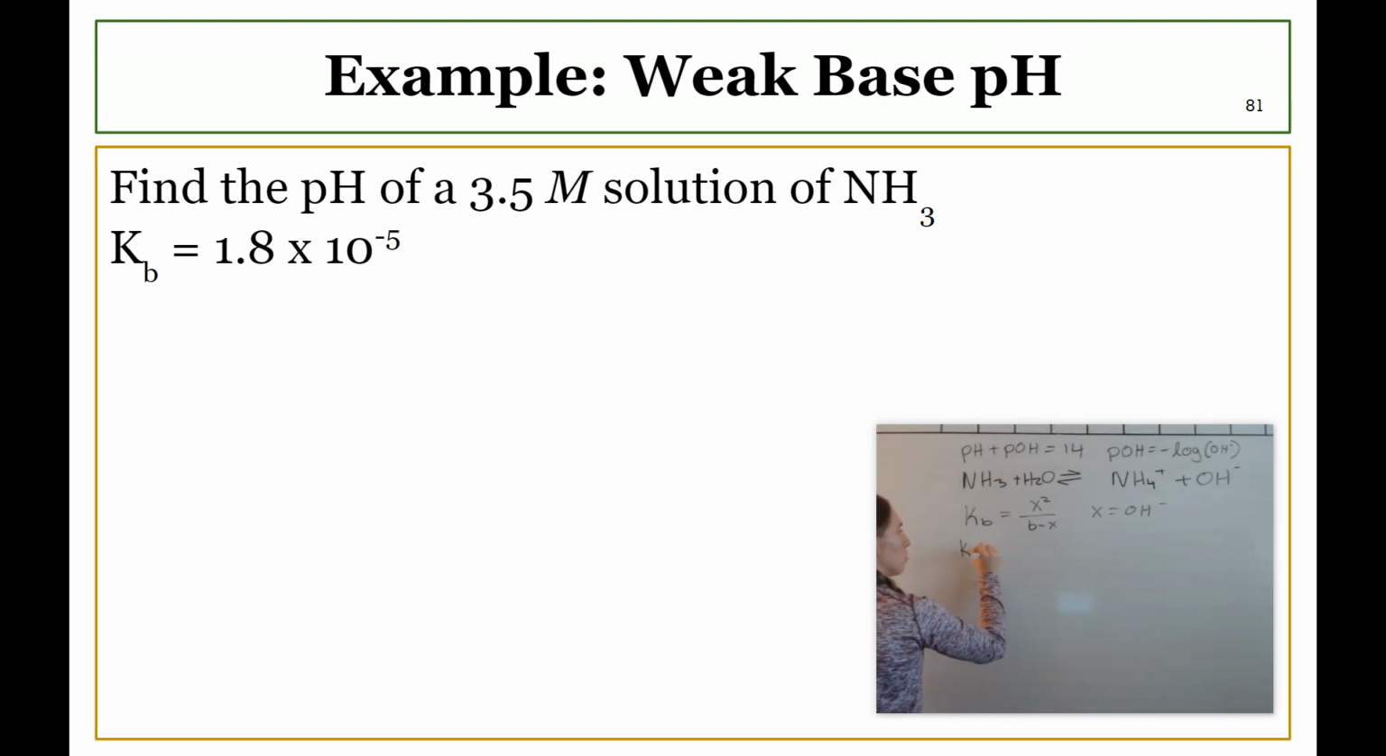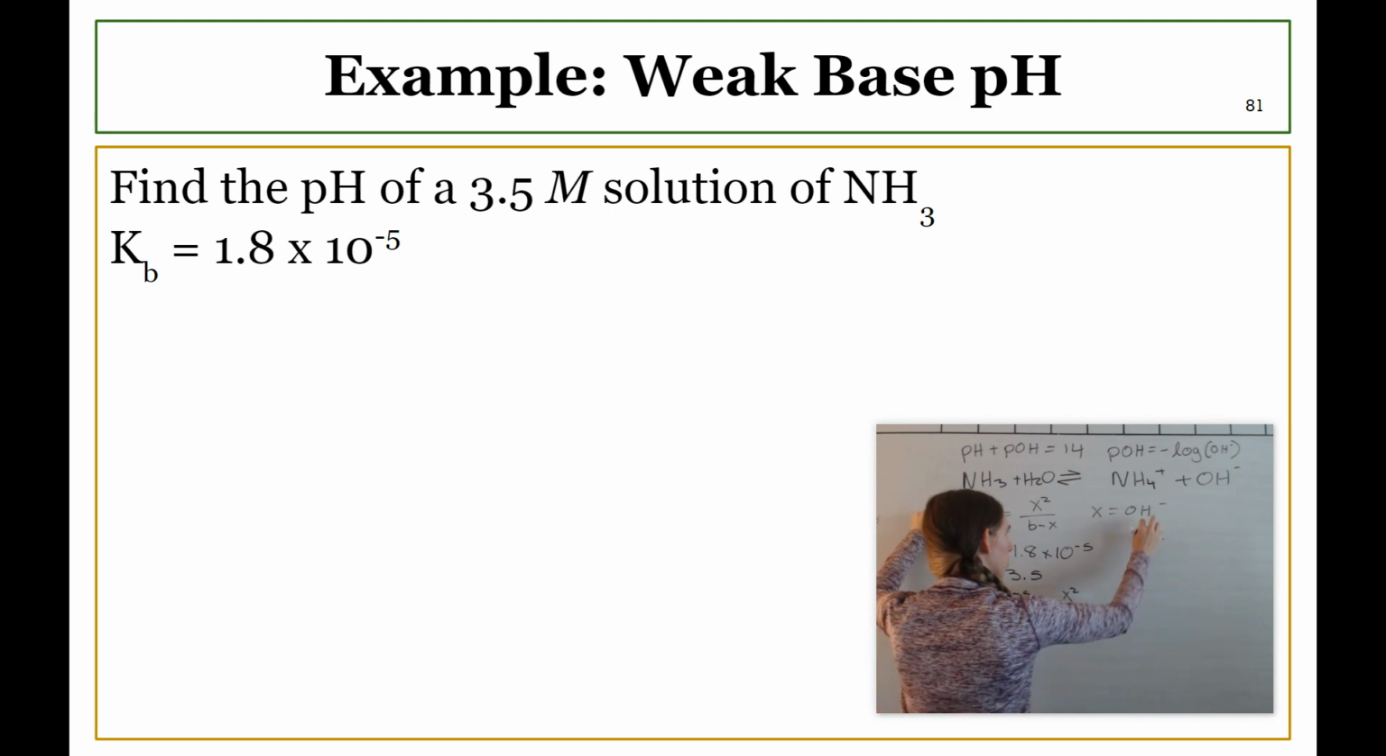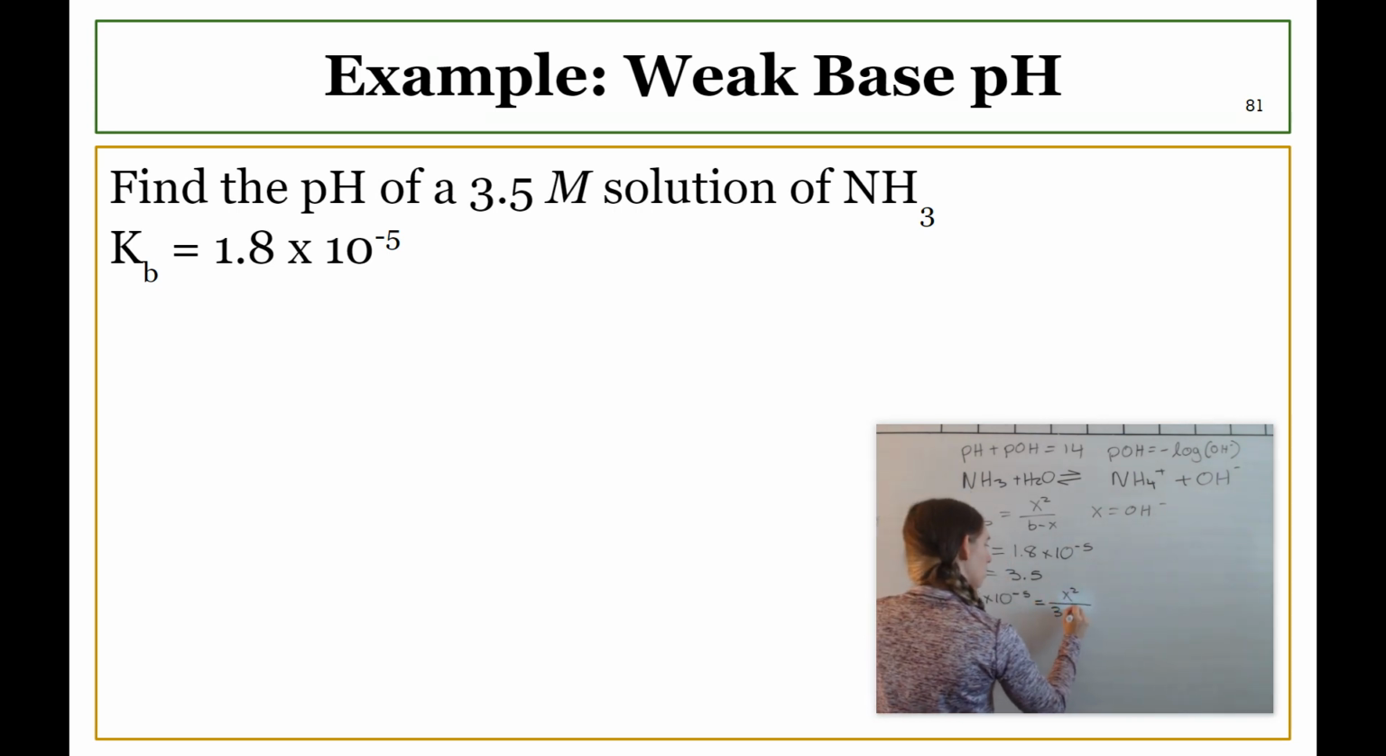In the problem, it tells us Kb is equal to 1.8 times 10 to the -5, and it tells us b, the concentration of ammonia, is 3.5. So plugging things in here, we have 1.8 times 10 to the -5 is equal to x squared, that's what we're solving for, hydroxide, divided by 3.5 minus x. Because our Kb is 10 to the -4 or smaller, we get to delete the x in the denominator.